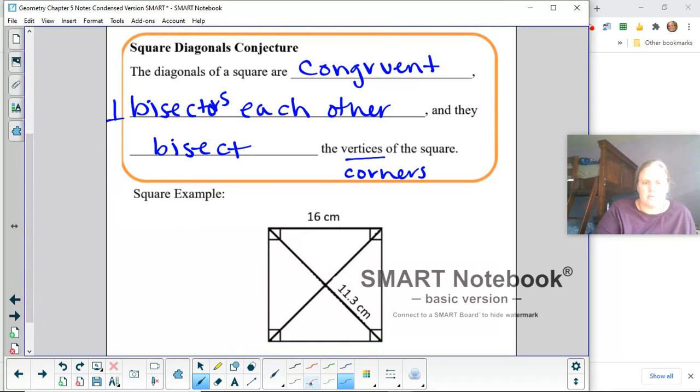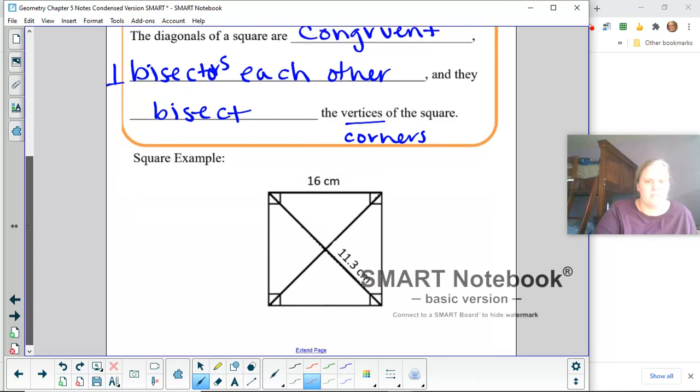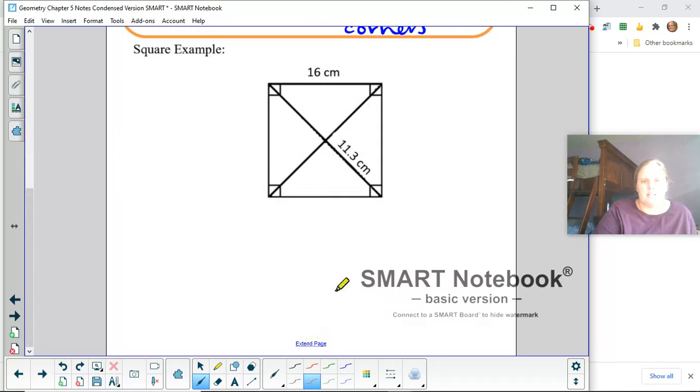All right, here is a square example. We are going to mark down everything that we can based on this example here. So we have a 16 centimeter side. That means all sides would have to be 16 centimeters in order to be a square. We have part of a diagonal as 11.3. Diagonals get bisected, so this is also 11.3 centimeters, and the two diagonals are the same length. So this one would also be 11.3 and 11.3.